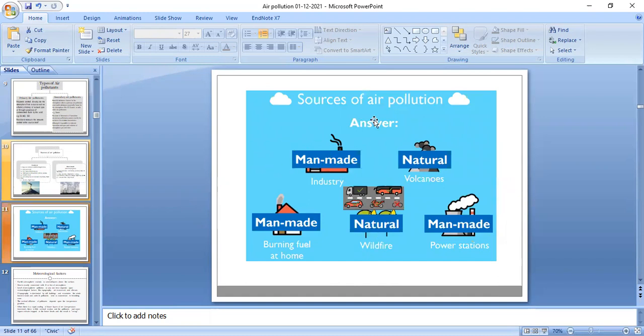Now this is the diagram of the sources of air pollution. These are the man-made air pollution sources: the industries, the vehicles, and burning fuel at homes, while the natural sources are wildlife and volcanoes.